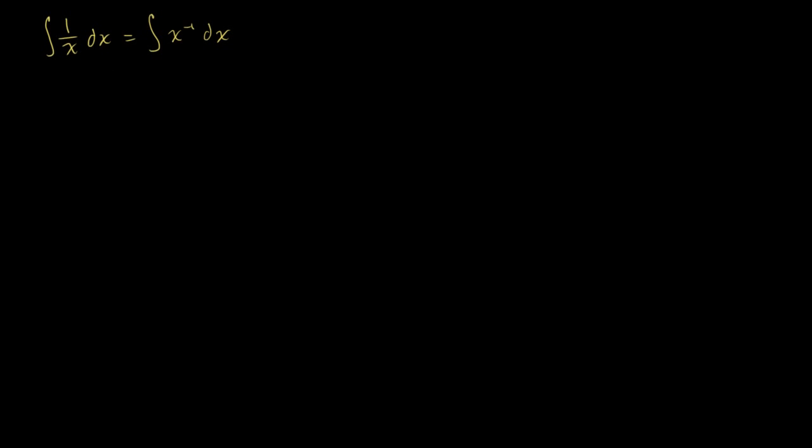And you might be saying, okay, well, I know what to do in this case. When we first learned about derivatives, we know that the derivative with respect to x of the natural log of x is equal to 1 over x. So why can't we just say that the antiderivative of this right over here is equal to the natural log of x plus c?